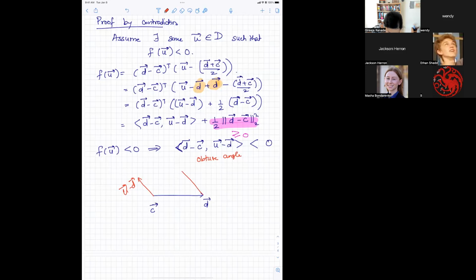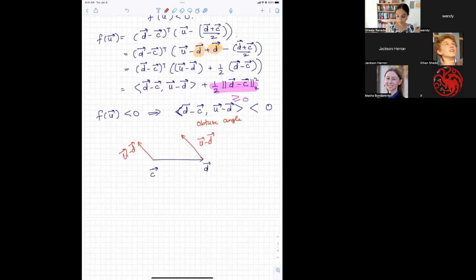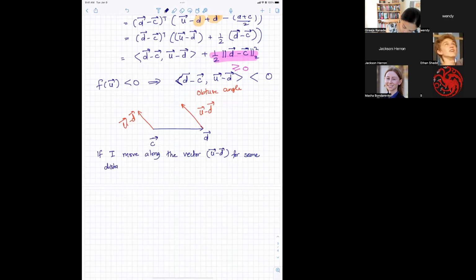In particular, if I consider this u minus d, but I put the head of the vector at the point D, so I'm walking along this vector u minus d, starting from point D. Then, because this inner product is negative, what I can say is that if I move along the vector u minus d for some distance, let's call it t, then I may get closer to c.